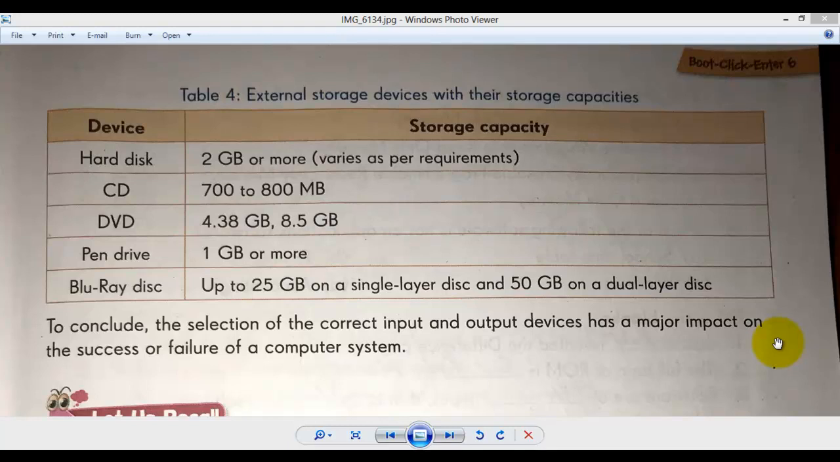I'll give you an example. If your computer does not have enough RAM, that is random access memory, and you are installing a large application, then it won't run smoothly. Like that, while choosing input and output devices and all the parts of a computer, it is very important. It will impact the smooth functioning of a computer system. So here comes the end of our chapter.